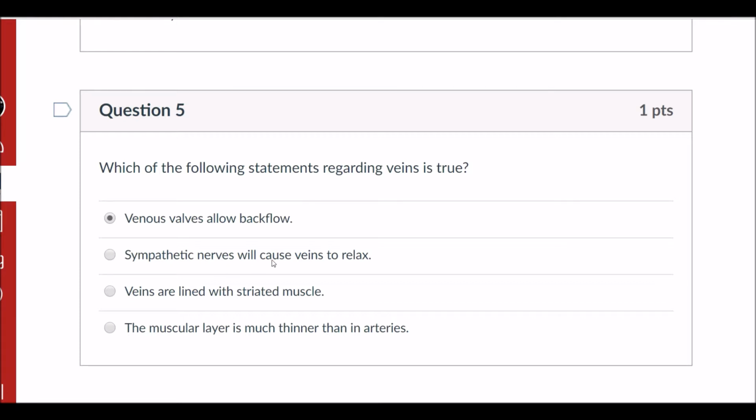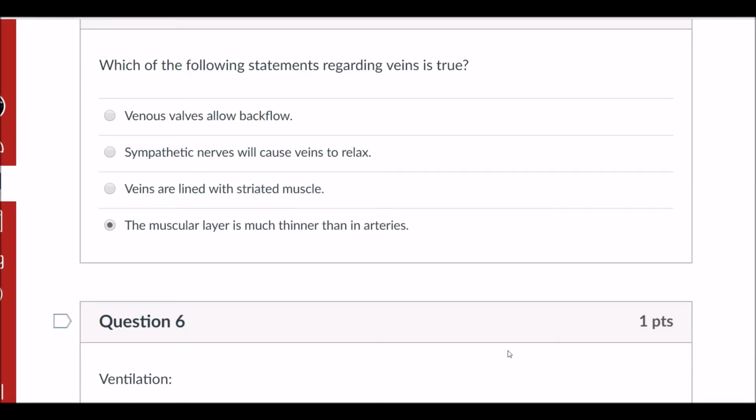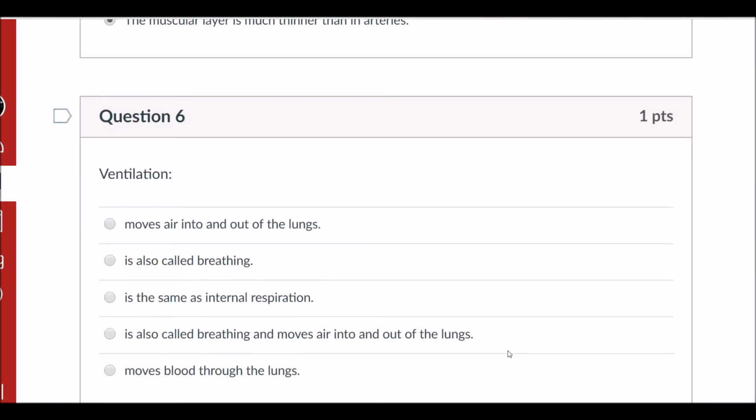Systemic nerves will cause veins to relax. How can I be excited? No, that's not it. Veins are lined with muscles. Do they have muscles or arteries have muscles? So let's see. The muscle layer is much thinner than arteries. Agree? Okay, we'll go with that one. Process of elimination for the rest of the choices.